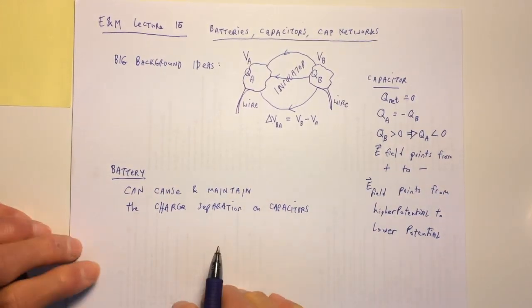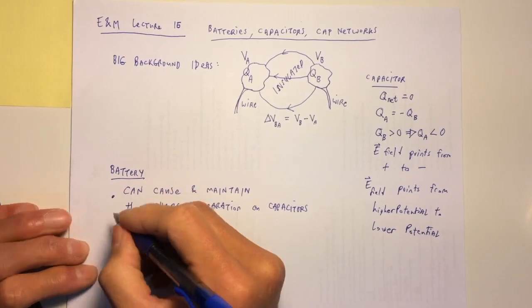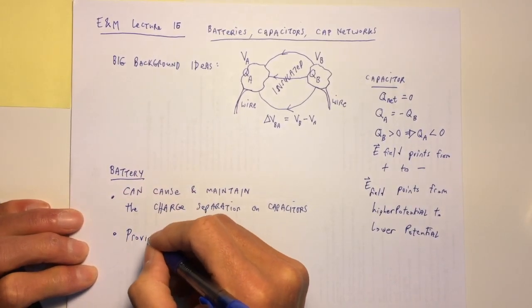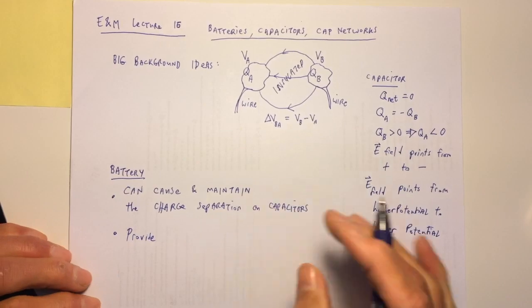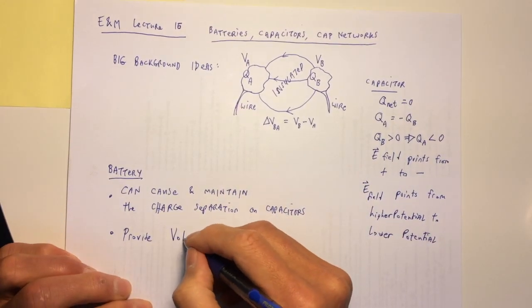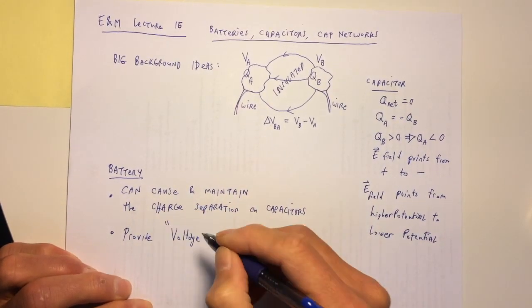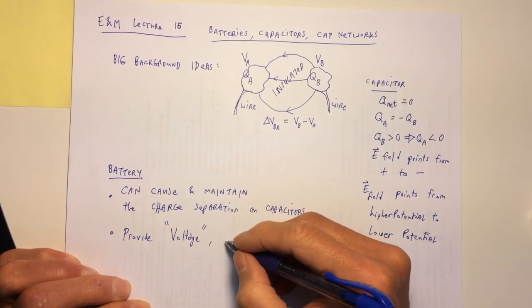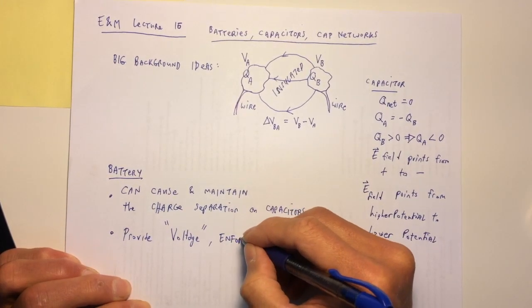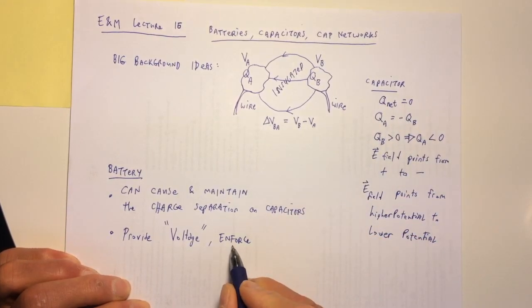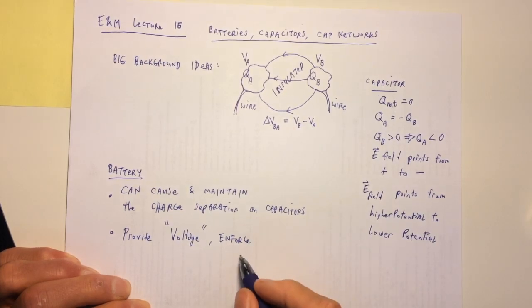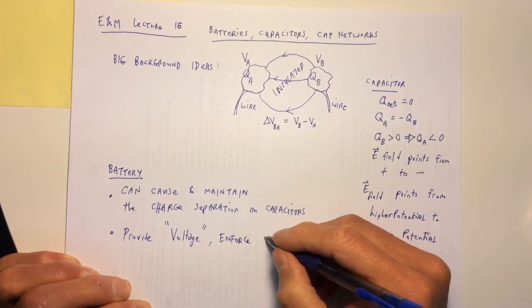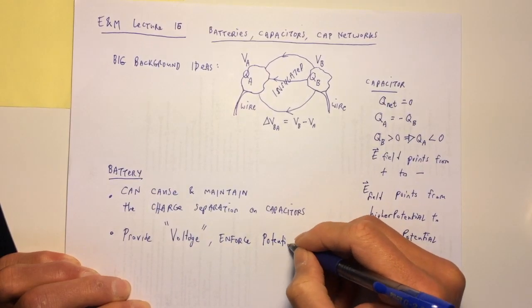So what they do is they provide what's quickly described as voltage, but there are some problems with this, I think, but I'm going to use it anyways because everybody does. So what they do is they provide voltage. They enforce, and they could possibly actually use force. They use energy and force, right? Force to do work. They enforce a potential difference.